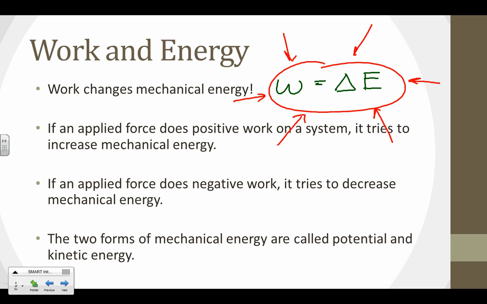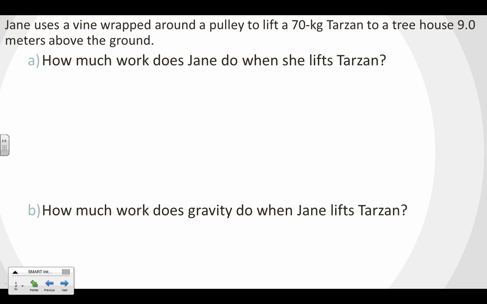If you do positive work, you increase the energy. If you do negative work, you decrease the energy. Work causes changes in energy. The two forms of mechanical energy that we're going to talk about are potential and kinetic. Within potential, there are several different types as well, but the broad scheme of that is potential.